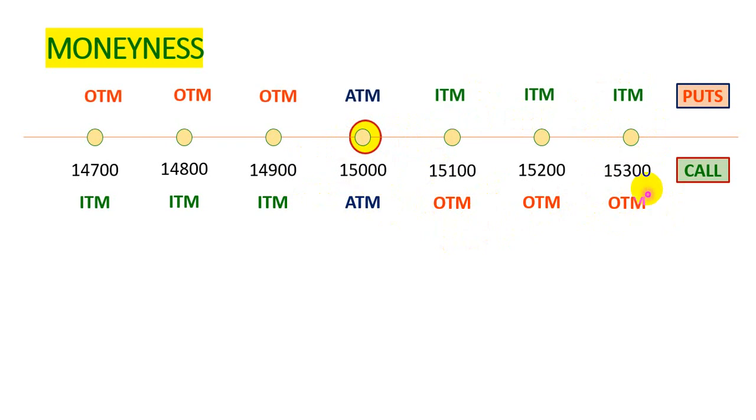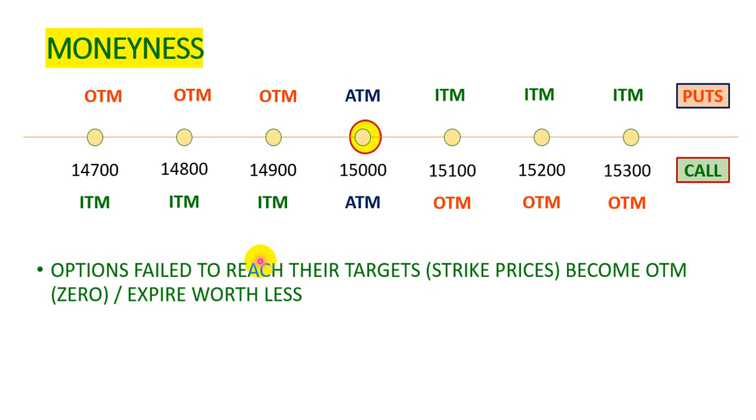For puts, the price should fall below the strike price. Here, it should rise above the strike price. This is called in the money. This is called out of the money. Simple concept. Just check any time whether the price crossed or not. That's all. These discussions I am holding now are under the assumption that we are standing at expiry day, 3:30 p.m. So whichever options failed to cross, they become 0.